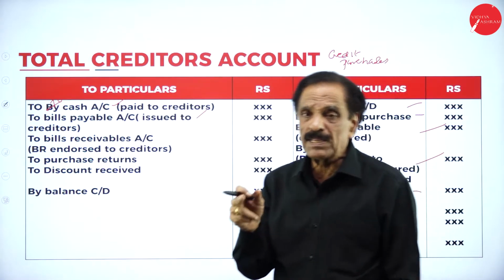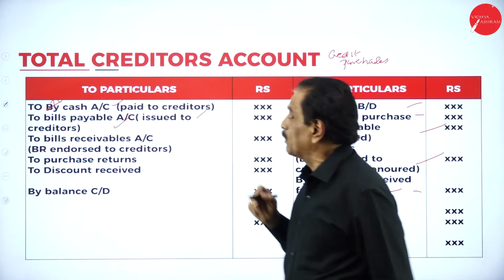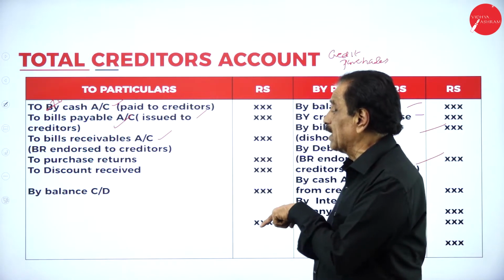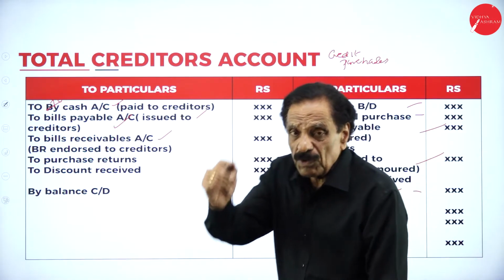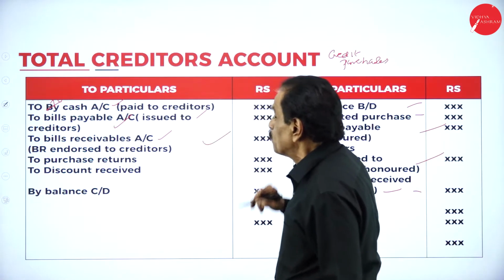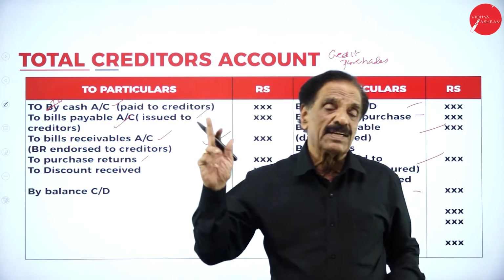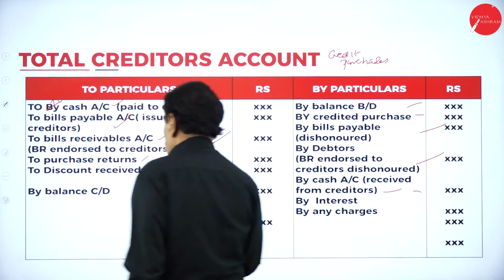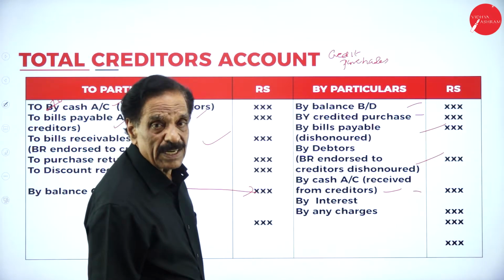To BP issued to creditor: we have to pay the money, so you issue the bill. For you, it's a bills payable. For me, it's a bills receivable. Naturally, the creditor account will reduce. Then, to BR account, BR endorsed to creditor. You have given a bill to your own creditor. Your account will reduce. Purchase return goes here, as sales return goes to the debtor account. Here, discount received. Whatever the difference comes by balance carried down is your closing creditor.